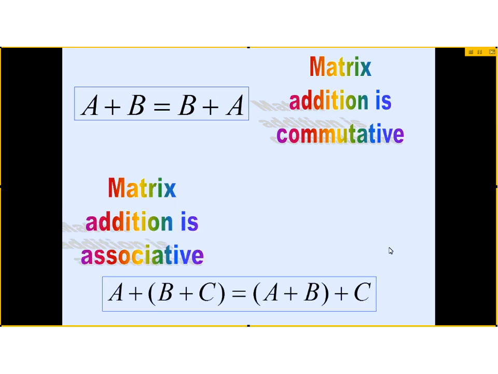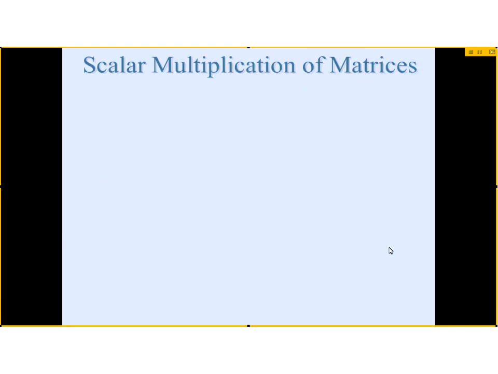Again, matrix addition is associative. This law also holds in matrices: A plus B plus C is equal to A plus B and plus C. So these laws hold in matrices. Now the third point is scalar multiplication of the matrices.